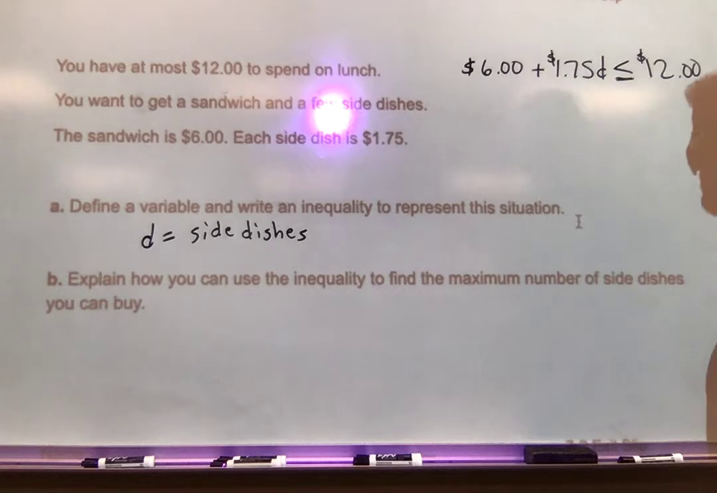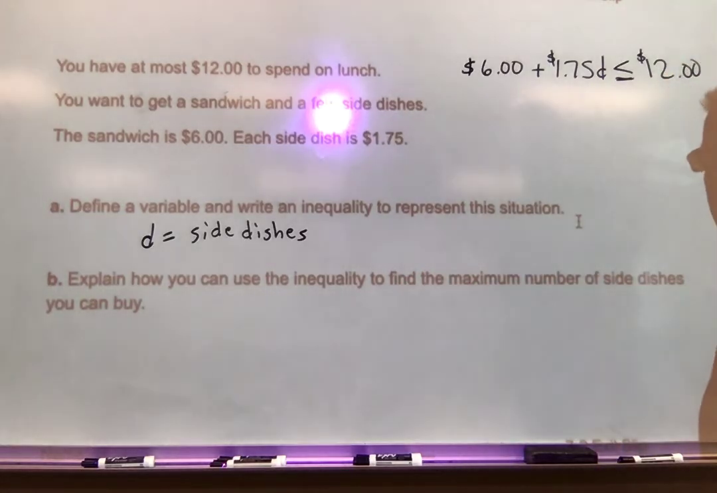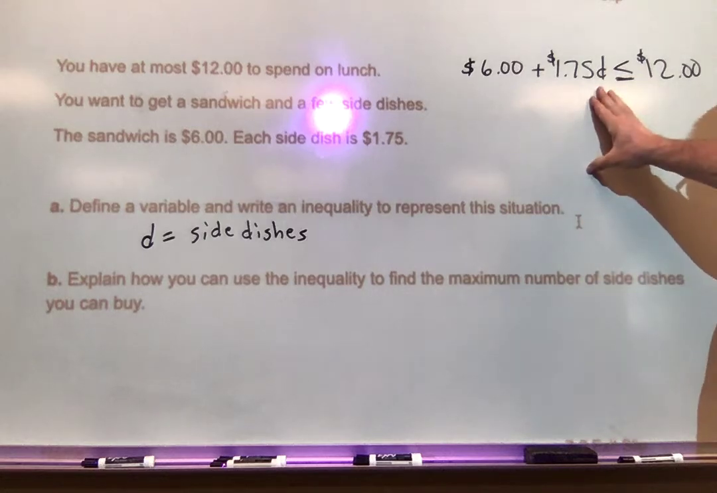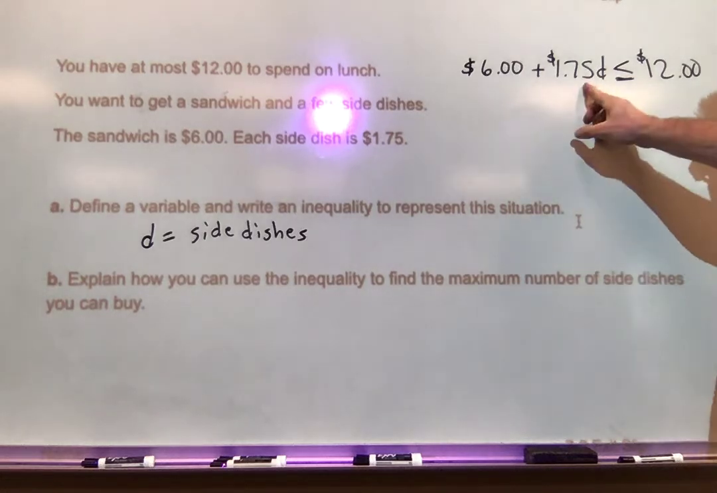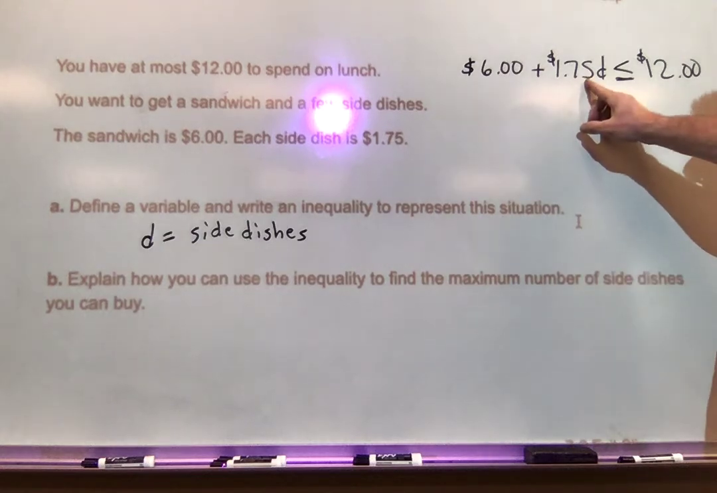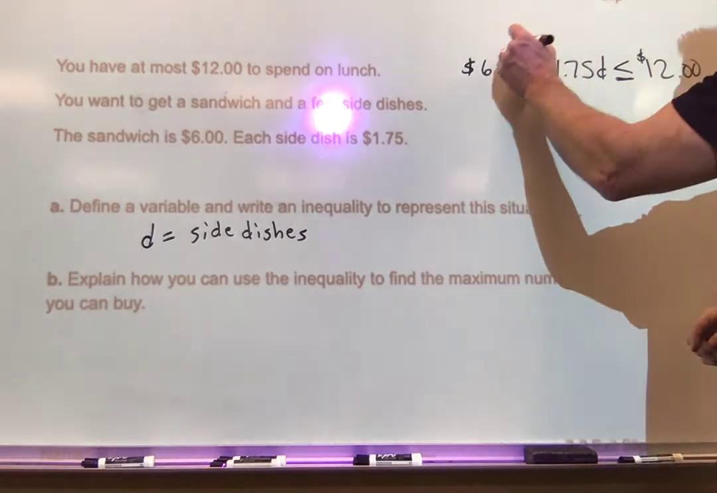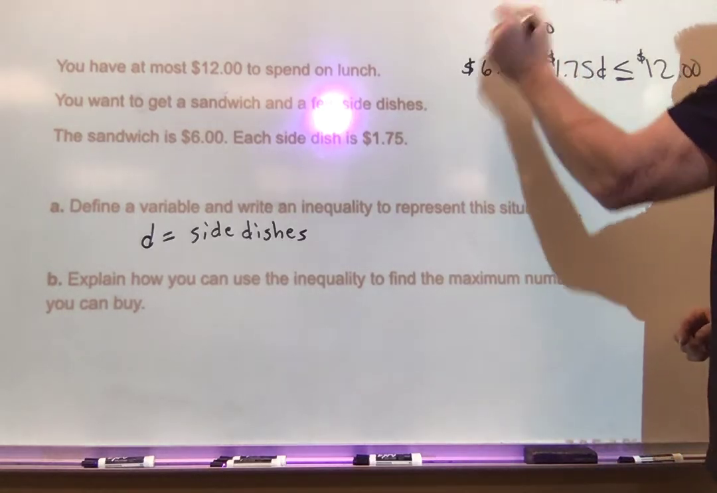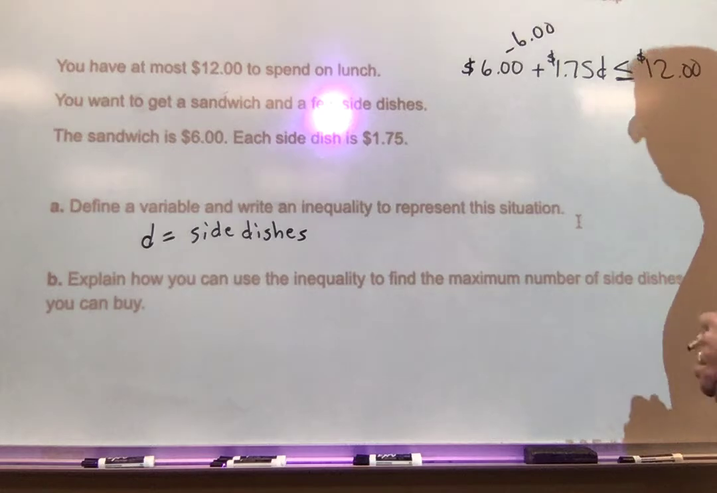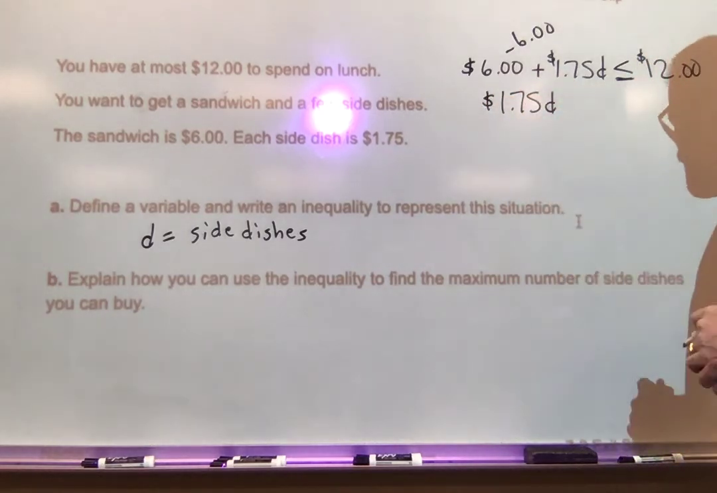All right, so let's go ahead and solve it. Explaining it, we're just going to model how we would do this like we did with an equation, and you're just trying to get D by itself. Isolate that variable. So we know we want to get rid of the adding or subtracting first. So if I have $1.75 times each side dish, if I add 6, I take away 6, and that leaves me with nothing. Looks like it never happened. So I'm left with $1.75 times each side dish.